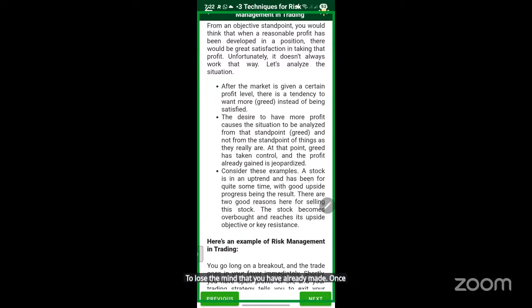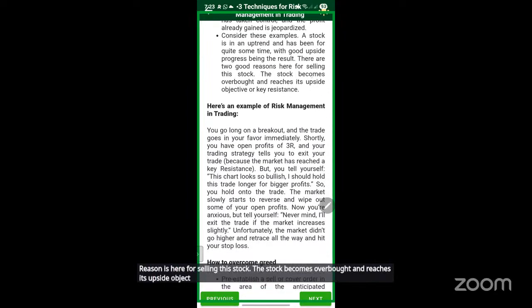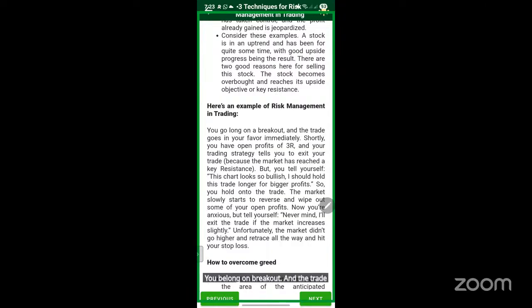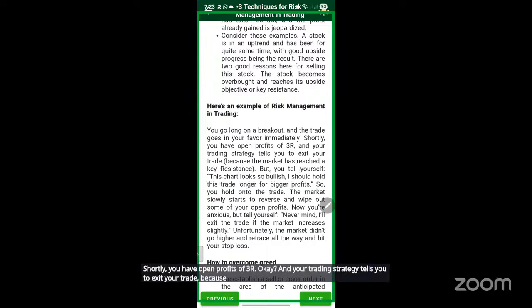Consider these examples. A stock is in an upward trend and has been for quite some time with good upside progress being the result. There are 2 reasons here for selling this stock. The stock becomes overbought and reaches its upside objective, key resistance. Here is an example of risk management in trading. You go long on a breakout and the trade goes in your favor immediately. Shortly, you have open profits of 3R. Okay, and your trading strategy tells you to exit your trade because the market has reached a key resistance.